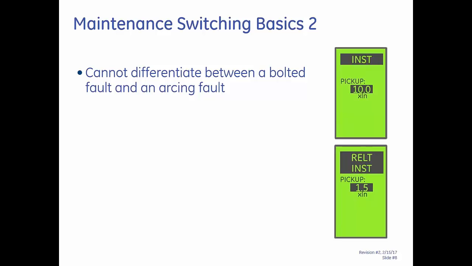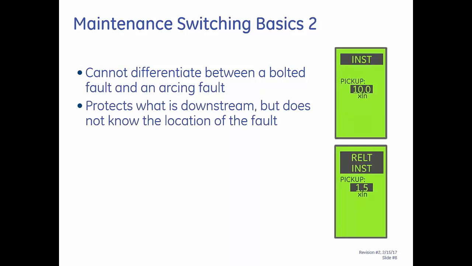Some other basics are very good to understand when analyzing what's going on with the maintenance switch. It's good to understand the maintenance switch really can't differentiate what type of fault it is, whether it's a bolted short circuit fault or an arcing fault. All the trip unit is using is its normal CTs and the algorithm in the trip unit. There's really no other technology associated with a maintenance switch that's going to allow it to differentiate the type of fault. It also can't differentiate what the location of the fault is.